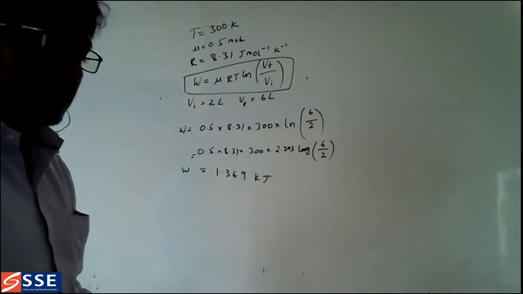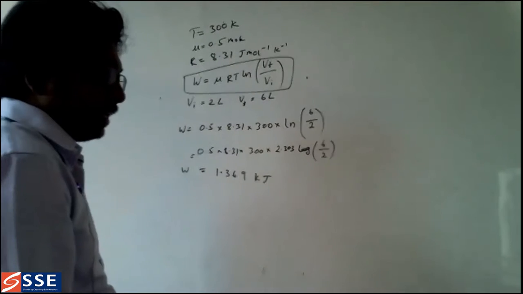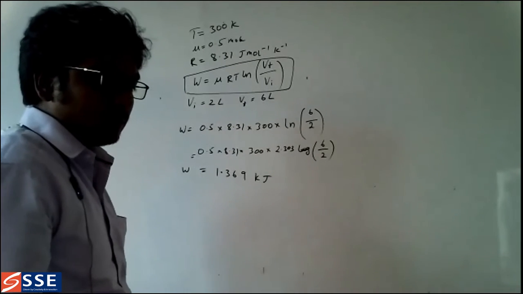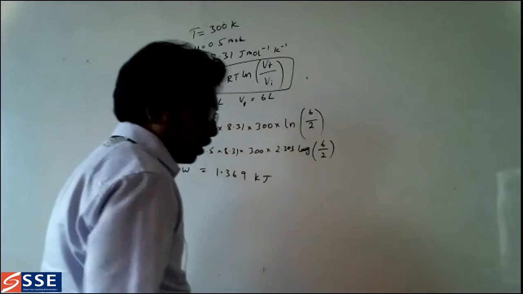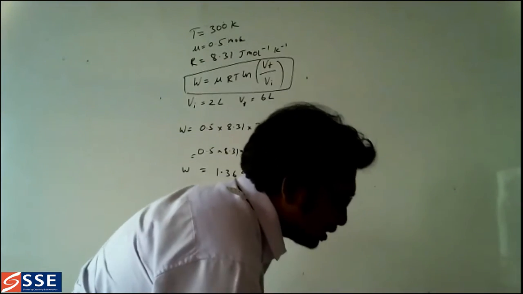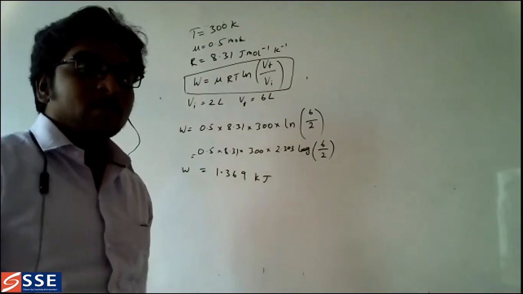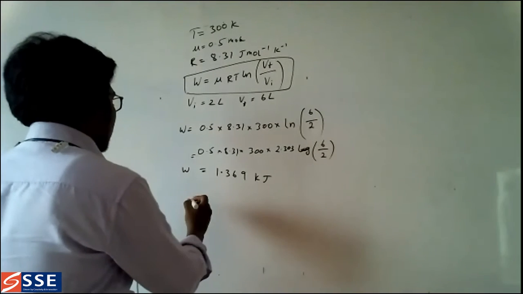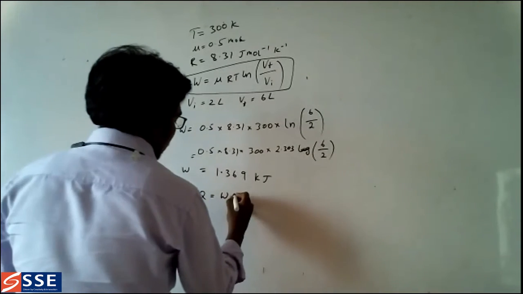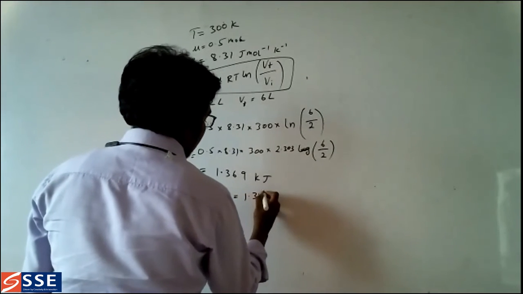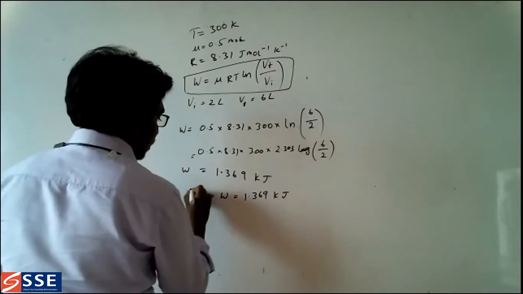So shall we go to the next? Next means B. Estimate the heat added to the gas. They are asking to estimate the heat added to the gas. How to solve that? Heat means Q. You have to find Q. According to the first law of thermodynamics, what did we say? Q is equal to W. Then Q is equal to 1.369 kilojoules. That's it. Okay, right?